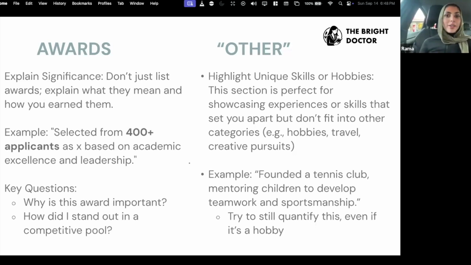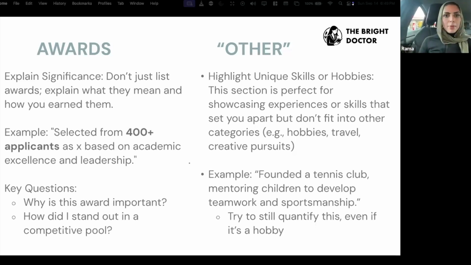A lot of people don't even write anything, but I really suggest that you use this opportunity to maximize who you are as a person outside of the categories they gave you. So for example, I used to play a lot of tennis, so I founded this tennis club, and I included that in my other section. It wasn't a job, it wasn't an EC, but it was something I did on my own time.